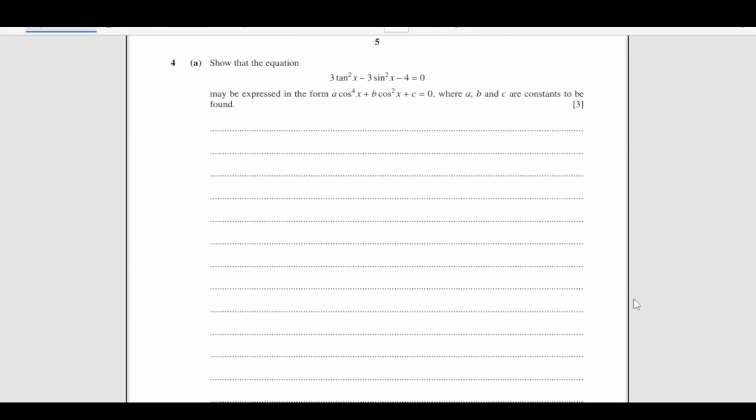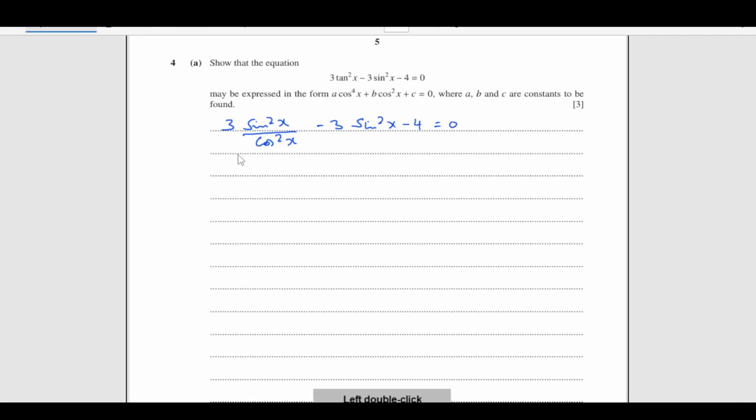Show that the equation may be expressed in this form where a, b, c are constants to be found, right? So you can see here it is in cos, so we will convert this tan into sine. So let me rewrite. This tan squared can be written as sine squared x over cos squared x minus 3 sine squared x minus 4 equals 0.